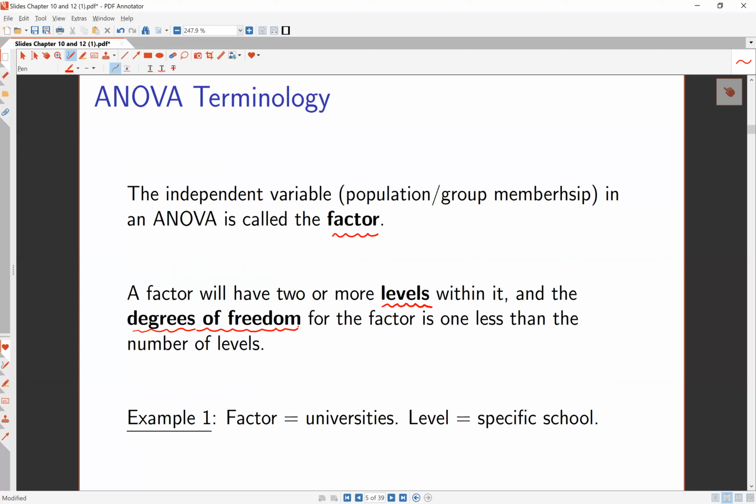Level here does not refer to any kind of ranking or ordering, it just means a different member of the factor or a different grouping in the factor. And in this example, of course, since there are 4 universities, that means there are 4 levels or 4 factor levels, and so the degrees of freedom would be 1 less than that. In other words, this example would have 3 degrees of freedom.